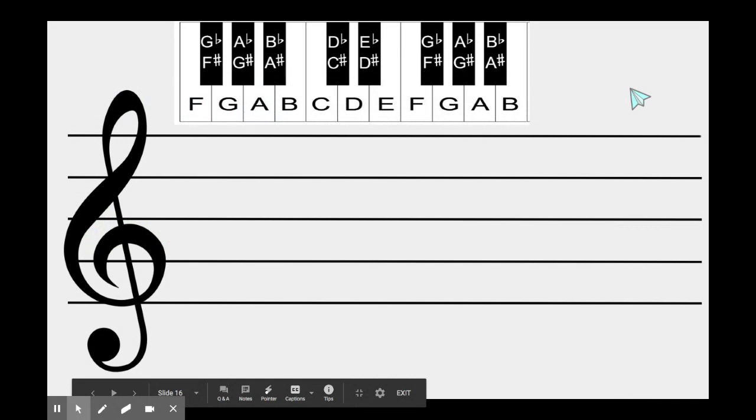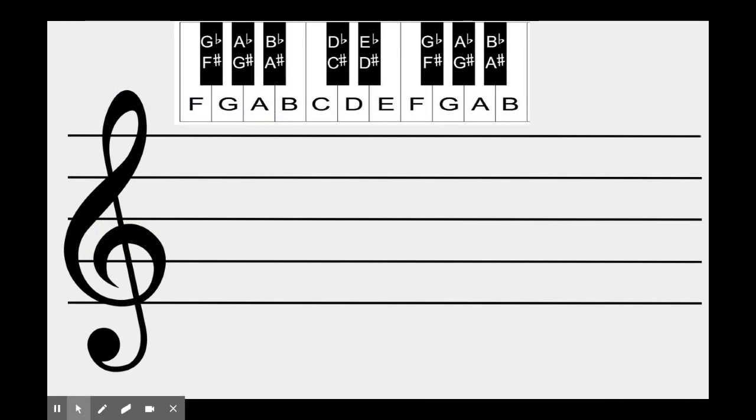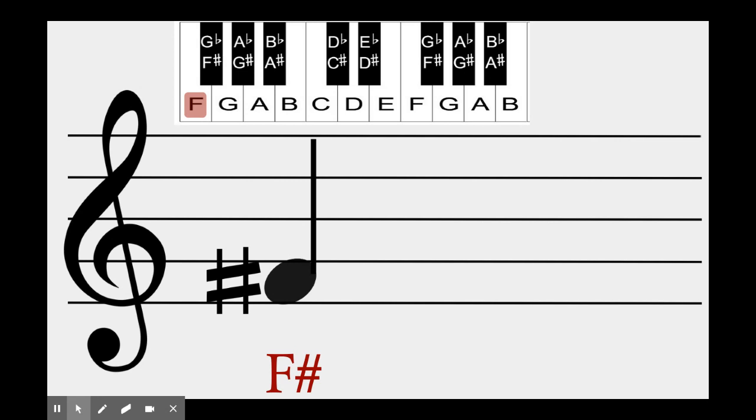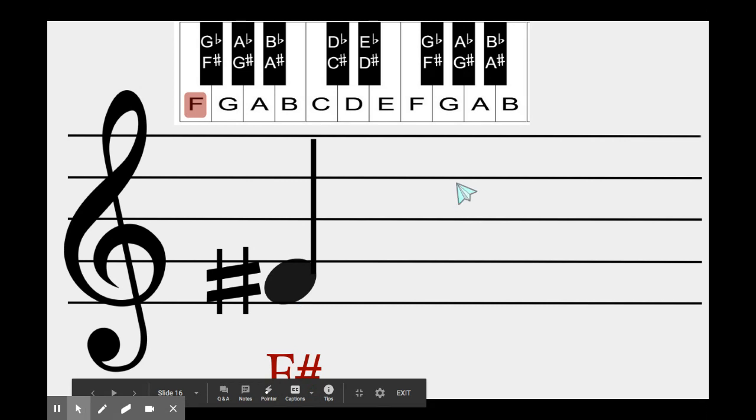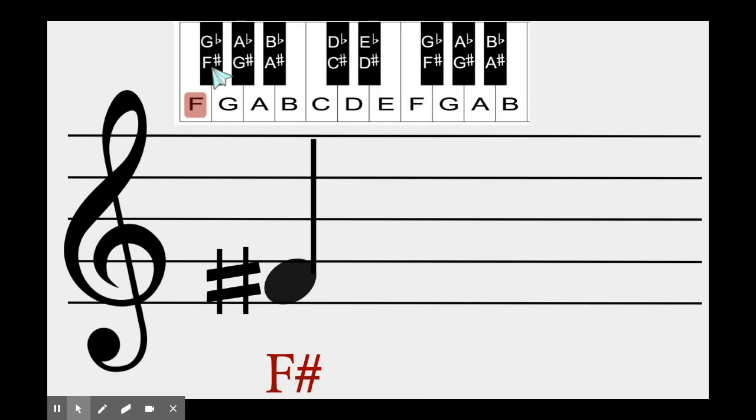When notes have accidentals on the staff, they look a certain kind of way. Here we have a note that we know is F because it's on the first space of the treble clef. If you look at the keyboard, I've highlighted the F for us. And if I put a sharp in front of this note, it becomes an F sharp. So it was an F, and now if I add a sharp to it, it becomes an F sharp. And if I look over on the keyboard, it's also been raised by a half step. So it used to be here when it was on F, and now it's an F sharp. It's moved up a half step.